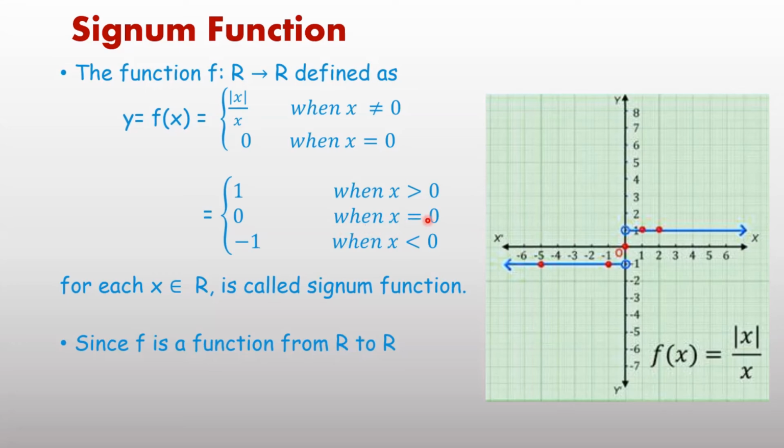If x equal to 0, f(x) equal to 0, this point is here. For x less than 0, it is minus 1, parallel to the x-axis. Now easily you can observe the domain of this function. Domain means all real numbers. Movement of the graph along the x-axis, minus infinity to plus infinity, means all real numbers.